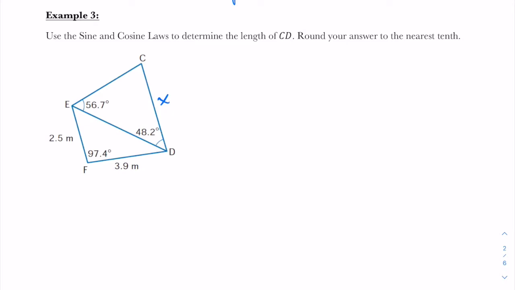If you look at triangle CDE, we only have two angles. With just two angles, you don't have enough information to find any of the sides. You would need at least one other side. So what we're going to have to do first is work with triangle DEF.